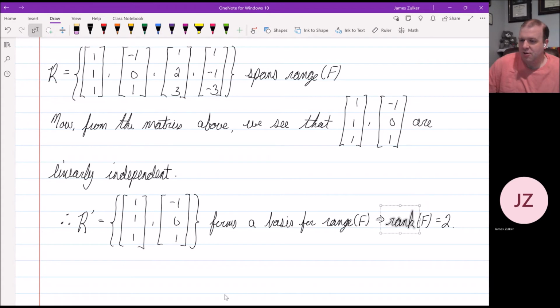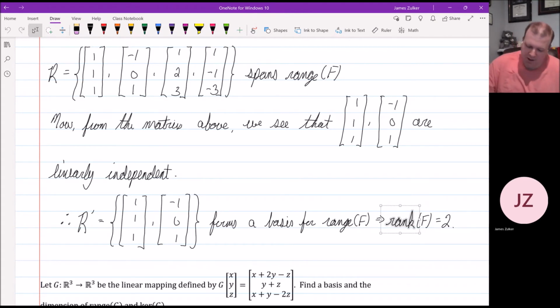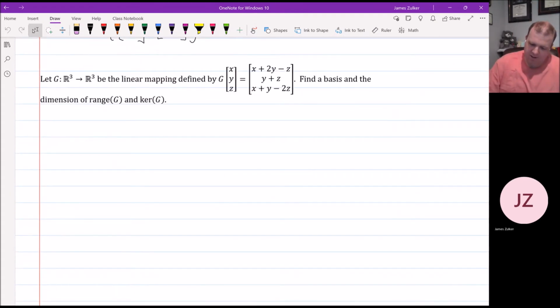So continuing on, we're going to look at now a different linear transformation. And we're going to do the same thing. We're going to find basis and dimension for range and kernel.